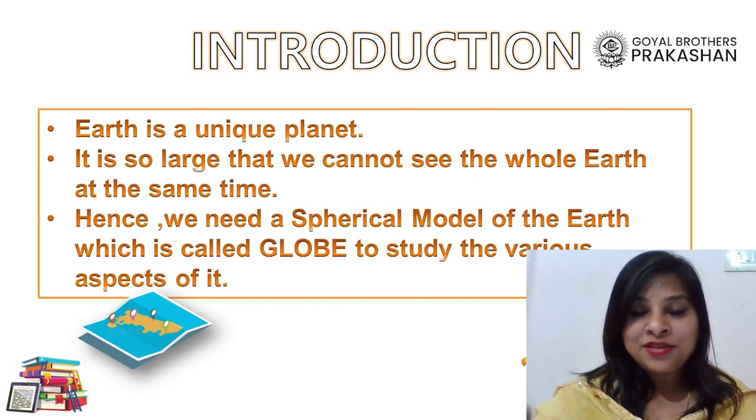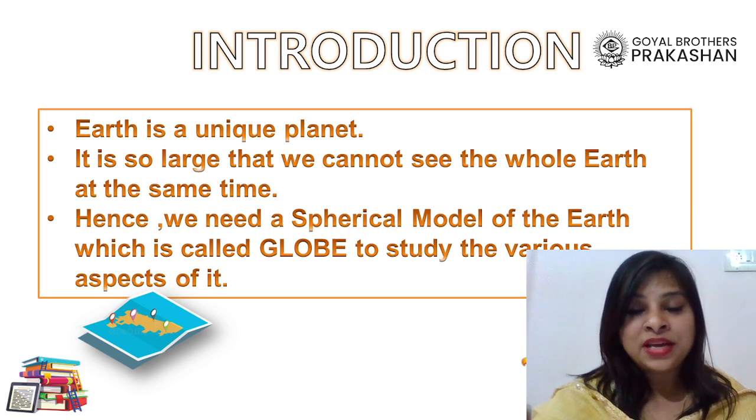Earth is a unique planet. We all know that Earth is a unique planet. Why is it unique? Because it has water, and moreover it has life. There are various reasons for Earth being unique, but the most important is that it has life. It is so large that we cannot see the whole Earth at the same time. Hence, we need a spherical model of the Earth, which is called a globe, to study the various aspects of it.